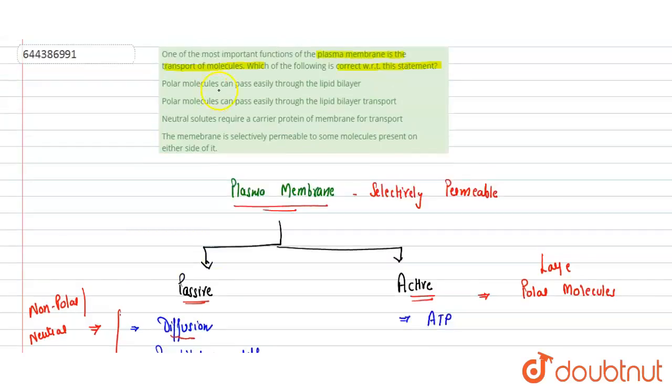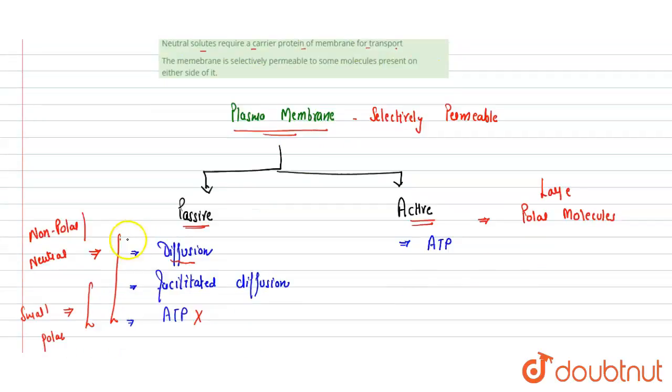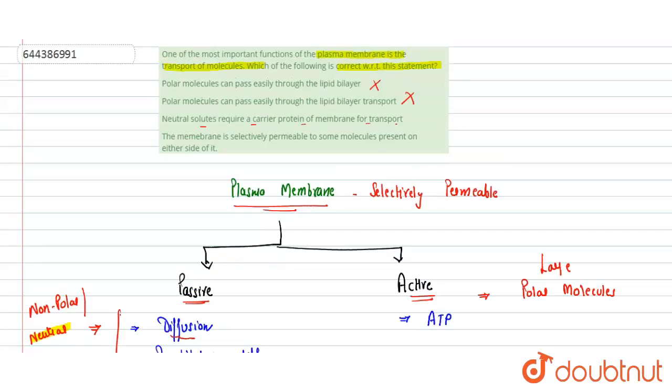Now if we see the statement, polar molecule can easily pass through the lipid bilayer. This is incorrect. Easily means that is by diffusion. So polar molecules can't pass through diffusion because they are lipid insoluble. Second statement is also exactly the same, so we can say that it is incorrect. Neutral molecules require a carrier protein of membrane for transport. This is also incorrect. Neutral molecules can simply pass through diffusion. They don't need any carrier protein, that is the facilitated diffusion. They simply pass by diffusion. So we can say that this is incorrect.